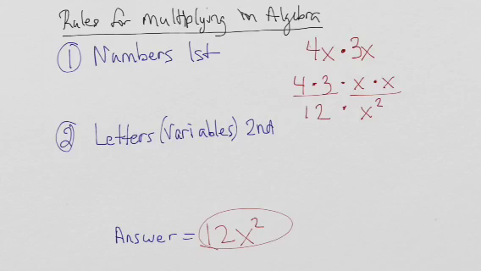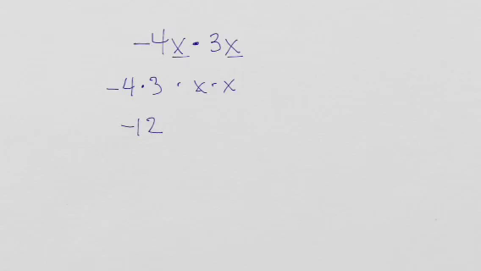Now if the numbers happen to be negative, then you've got to take care of the negatives. So for example, if I were to have negative 4x times 3x, I would do numbers first. Negative 4 times 3. And if you're terrible at that stuff, use a calculator. That equals negative 12. Letters second. Well, there were two x's. Since that's a repeated multiplication, I can use exponents.